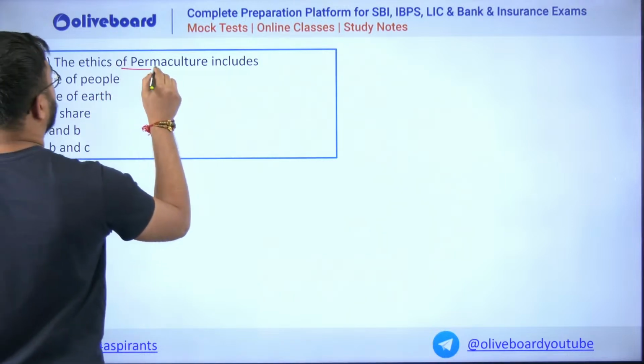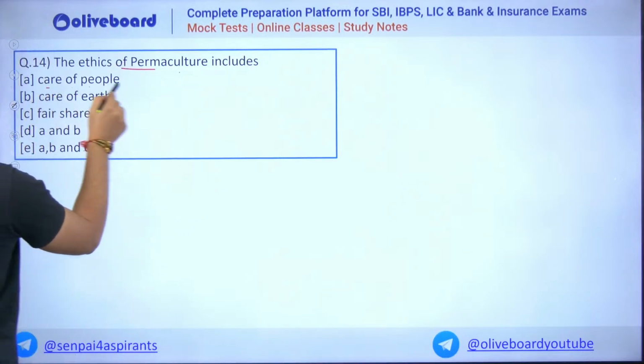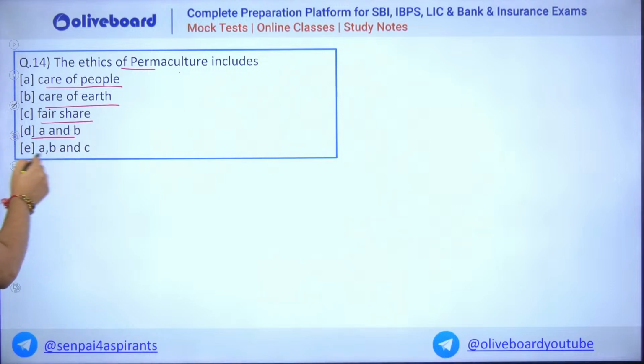section. The ethics of permaculture includes what? Care of people, care of earth, fair share, A, B and ABC.